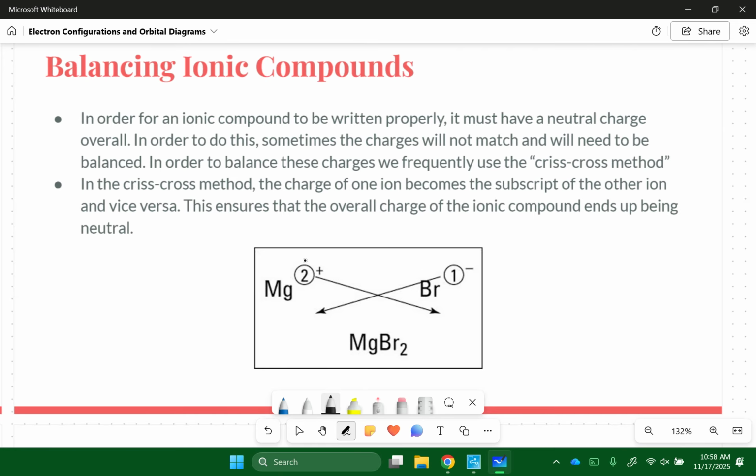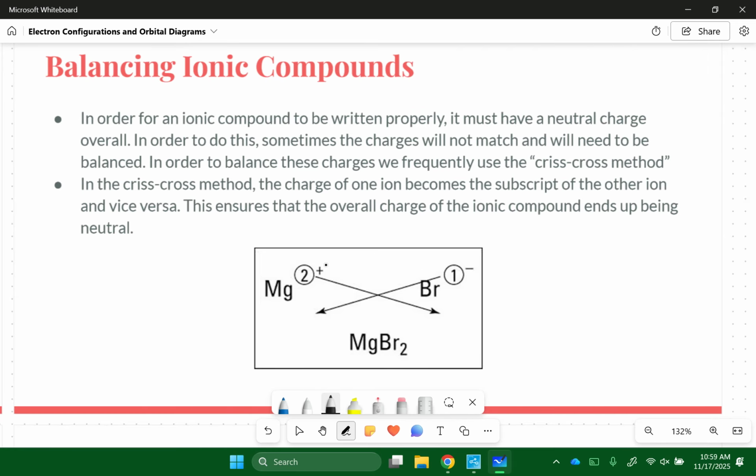Okay? So in the crisscross method, the numerical charge of the cation becomes the subscript of the anion. And the numerical charge of the anion becomes the subscript of the cation. And what this does is it changes the number of copies of each of the cation and the anion to end up with something that is balanced overall.